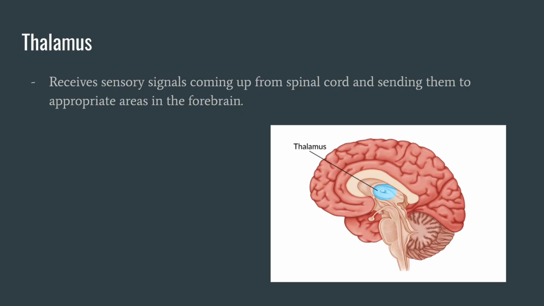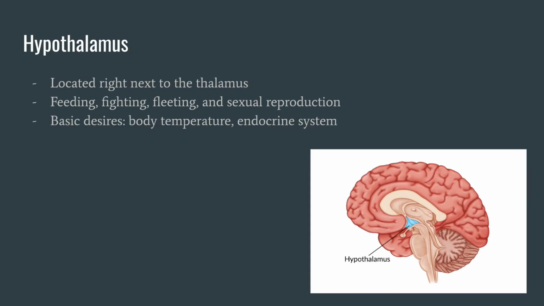The thalamus receives sensory signals coming up from the spinal cord and sends them to appropriate areas in the forebrain. The hypothalamus is located right next to the thalamus, and you have to memorize these functions. It is for feeding, fighting, fleeing, and sexual reproduction, and it is also related to the basic desires, which are body temperature and the endocrine system. So you really have to memorize this brain structure because it's one of the most essential parts.